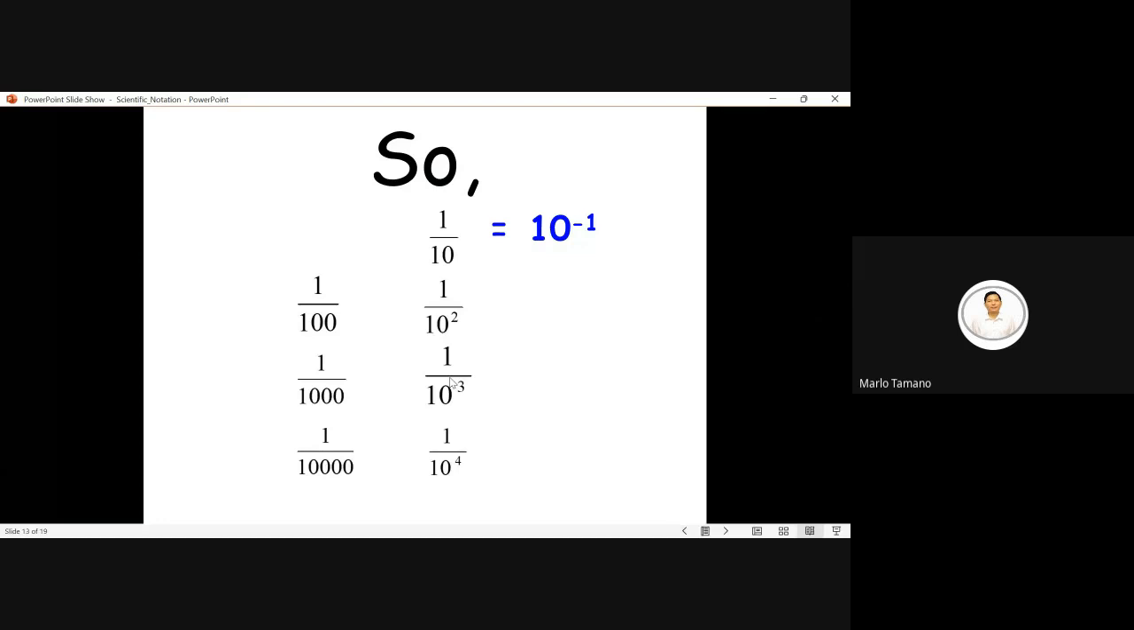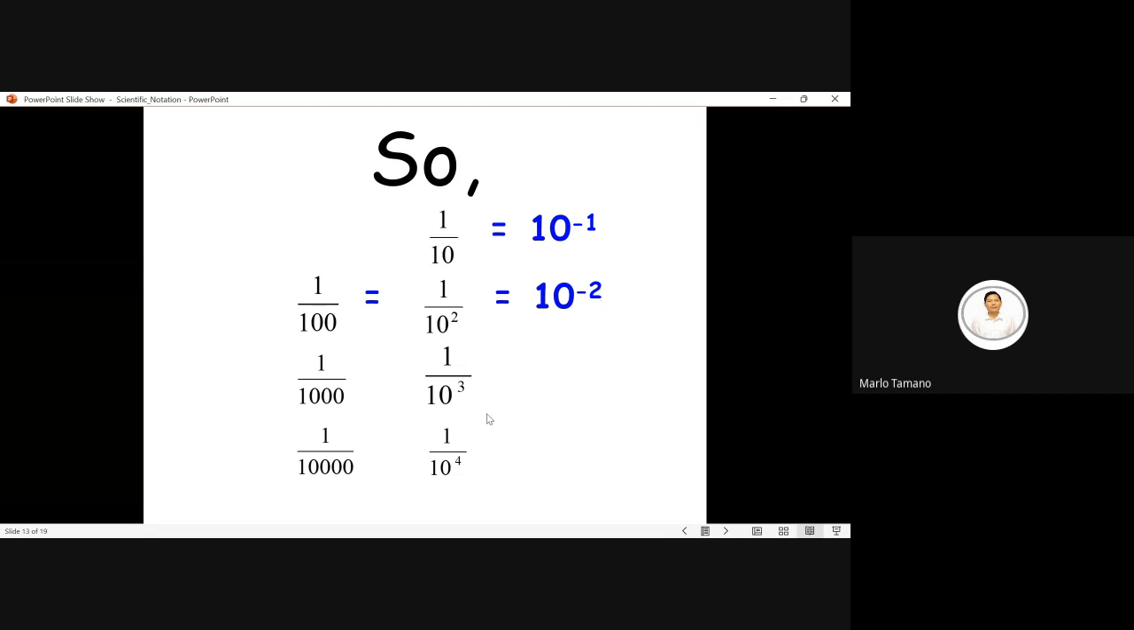For the meantime, we have here the power of 10. 1 over 100: that 100 can be written as 10 squared. So 1 over 10 squared, and it follows 10 to the negative 2. So if it is positive 2, the inverse is negative 2.